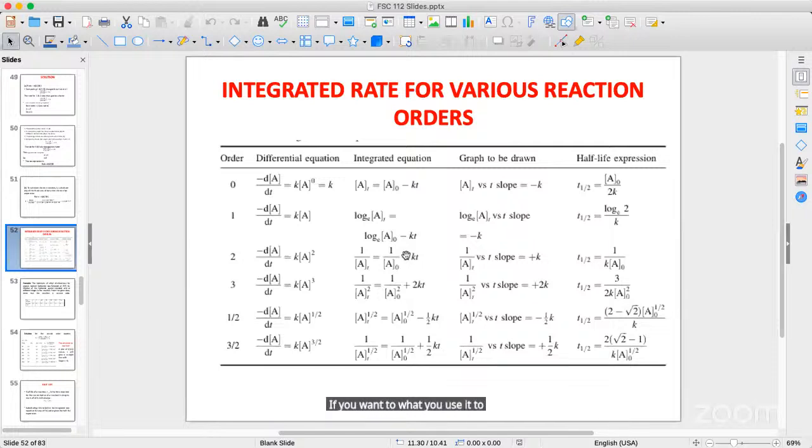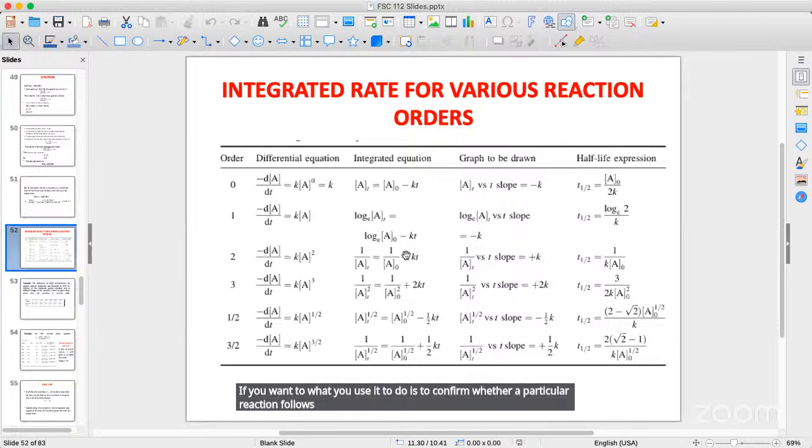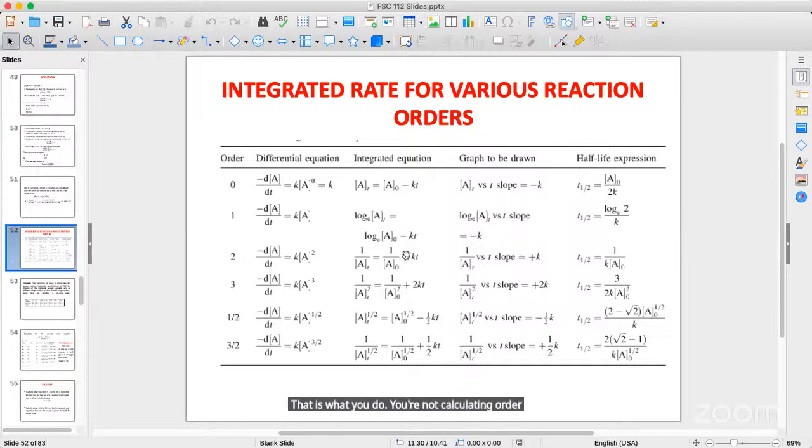is to confirm whether a particular reaction follows a particular order. That is what you do. You're not calculating the order of reaction. You just want to check whether your concentration time data follow a particular order.